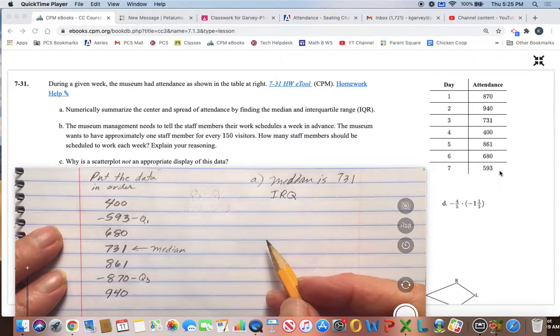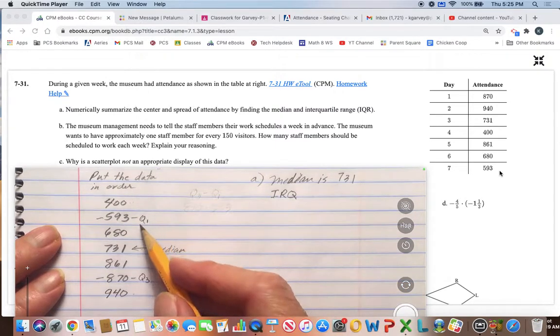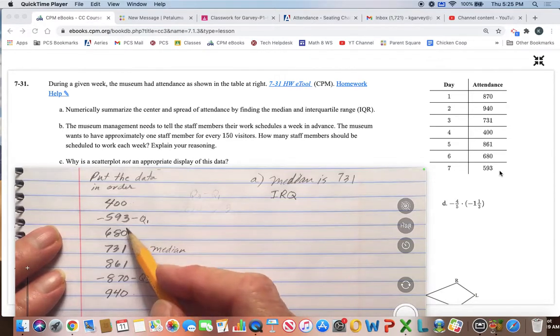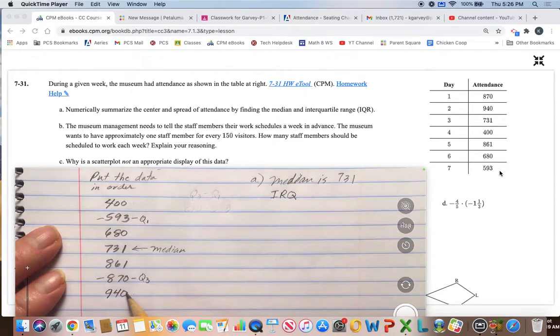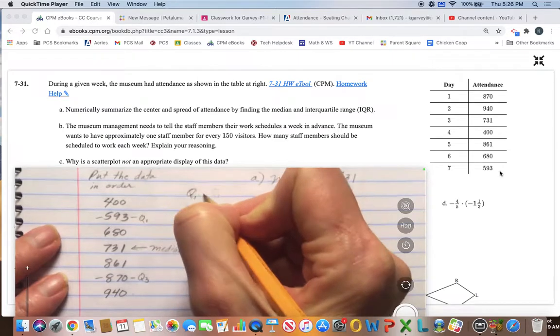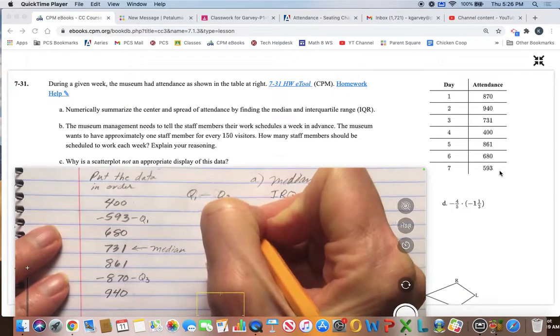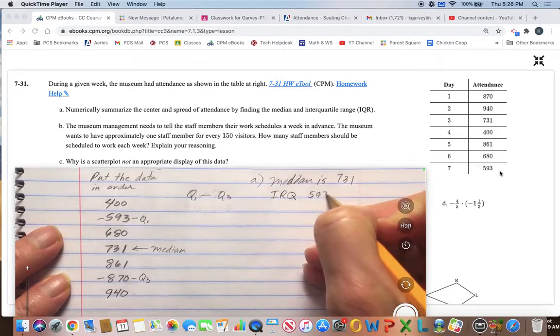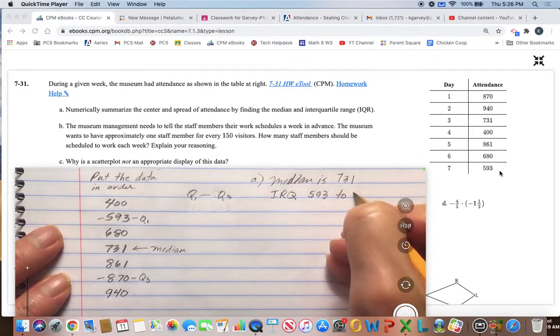Okay, and now we need to find what we call the IQR, or interquartile range. And that's pretty much just the range from one quarter, so the two middle quarters. So we needed to find the middle of this half of the data, which is 593, and the middle of this data, which is 870. So once I have those two, I have the range, which is just from Q1 to Q3. So our interquartile range is 593 to 870.